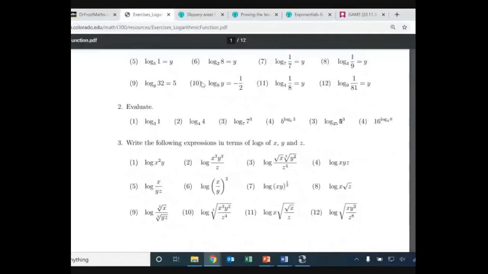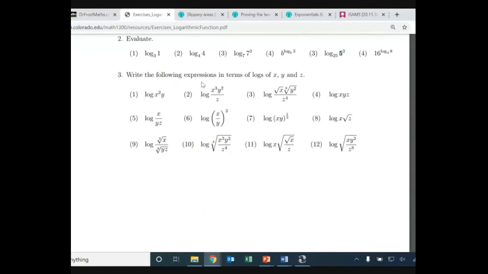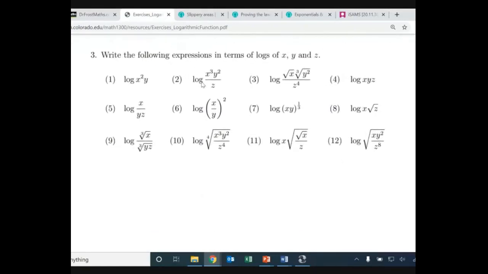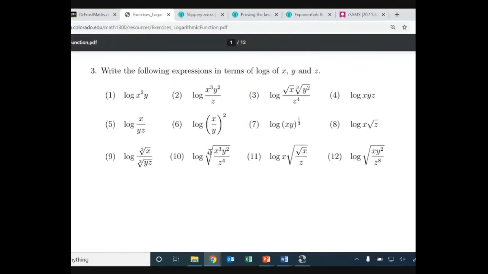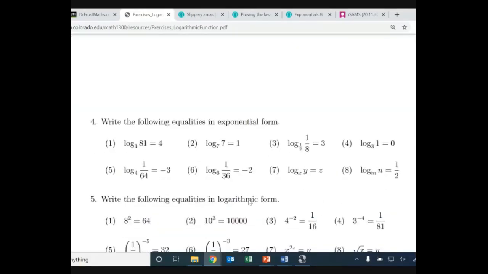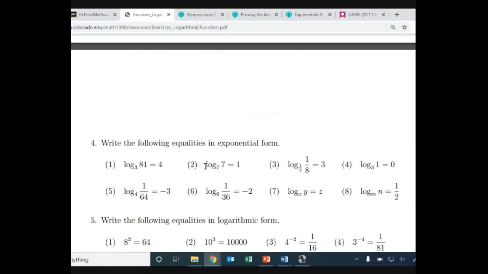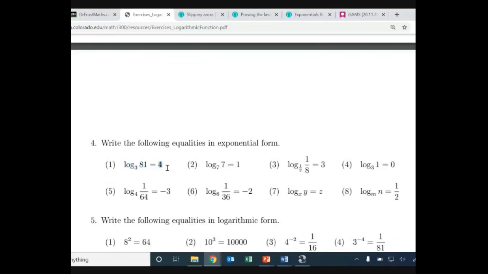I'm going to use this sheet as my guide. This is the worksheet that I gave you guys. When you get a chance to practice, you'll see in question 3 the questions are very similar to ones that we've just been doing. These kinds of questions are really good because this is where a lot of students get stuck. When they get to logs like this, going back to exponential form for some reason can trip people up immensely.